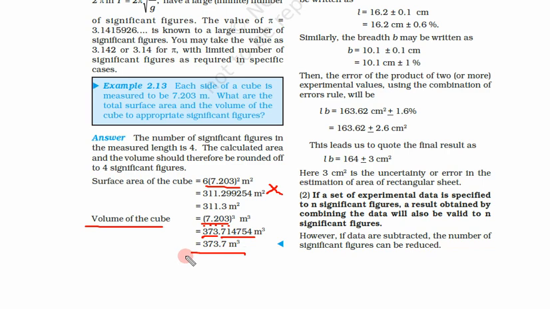Hence we retain this number as it is. So volume of the cube is 373.7 meter cube. Please remember the unit. Here it is area, so meter square. Here it is volume, so meter cube.